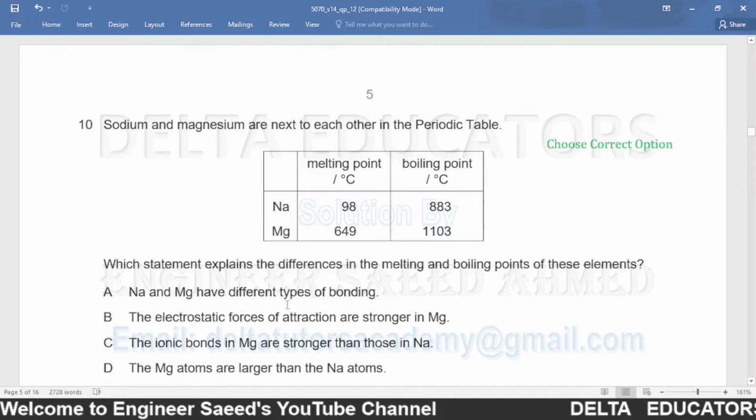B, the electrostatic forces of attraction are stronger in magnesium. Yes, this one is correct. In magnesium, the electrostatic force of attraction is more as compared to sodium. So the atoms in magnesium will be closer as compared to sodium, and we have to provide more energy to separate them in magnesium as compared to sodium. So the melting point and boiling point will be higher in magnesium because we have to provide more energy. So the correct option will be option B. The electrostatic forces of attraction are stronger in magnesium.